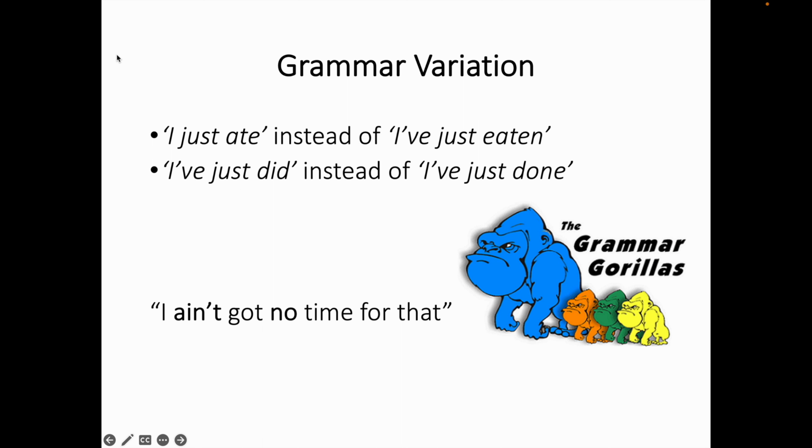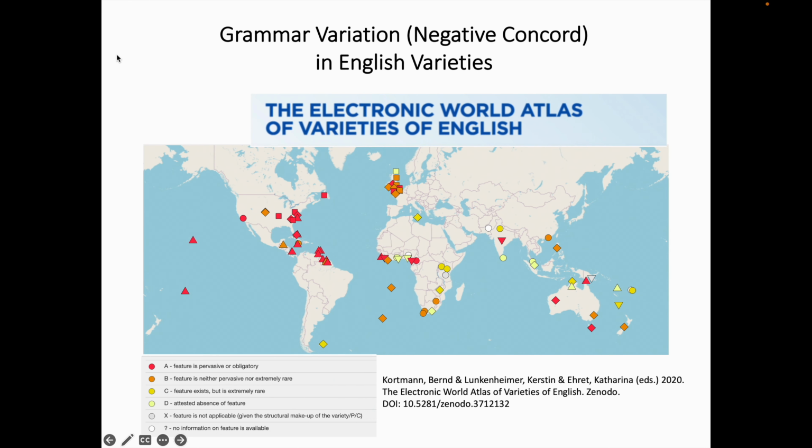However, there are peculiarities that you may consider atrocious violations of all grammatical rules. Consider the second example here. "I ain't got no time for that." Even though this sentence may sound to you as broken English, in fact, there are more dialects that allow negative concord, double negation, rather than forbid it. You can have a look at the map here. In red, you see the instances where negative concord is pervasive or obligatory. So, statistically speaking, one negation per sentence is an oddity rather than a rule.